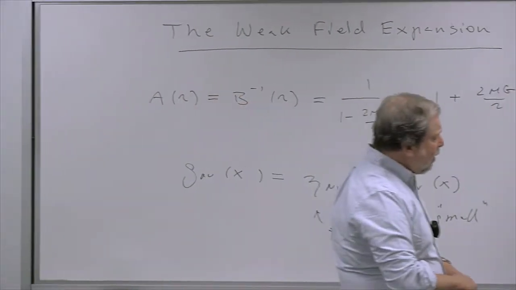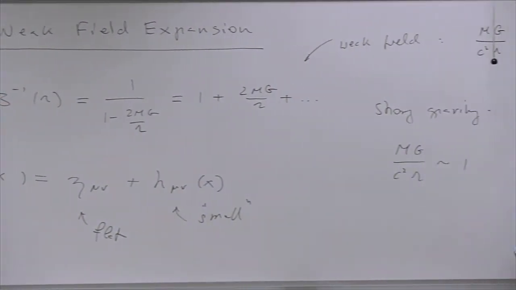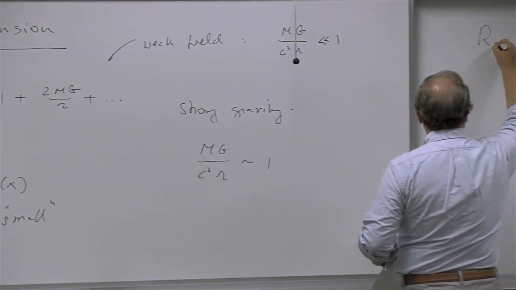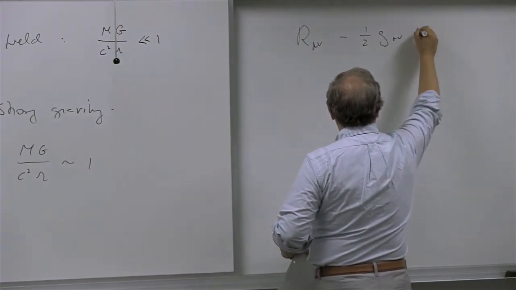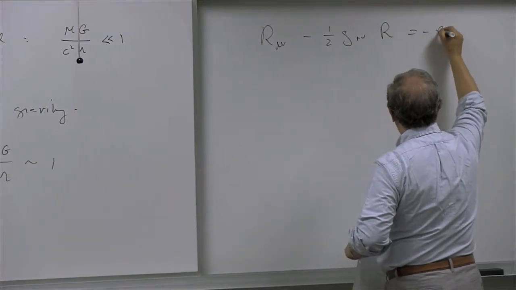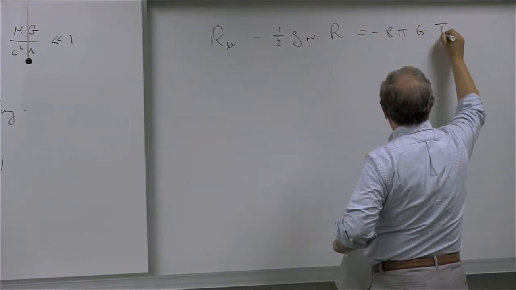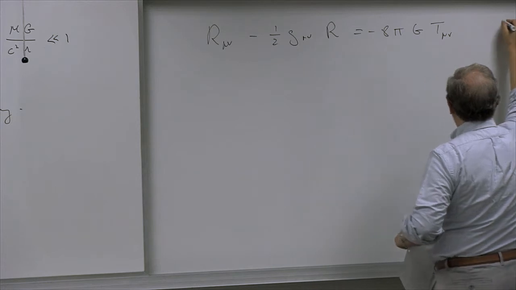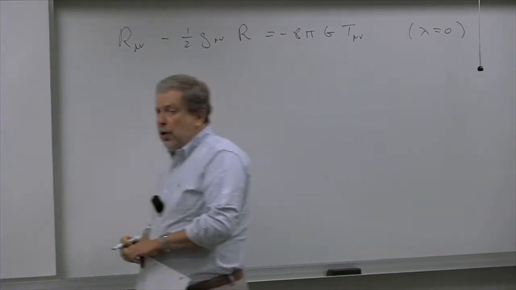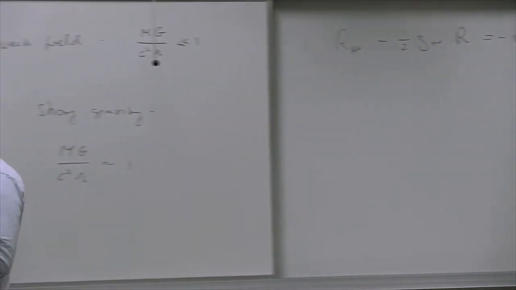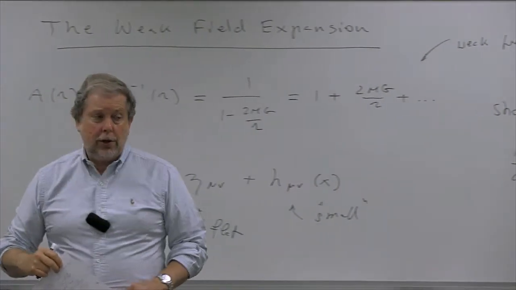So let's now look back at the field equations. We start out with the field equations, which is R mu nu minus a half g mu nu times R is equal to minus 8 pi G T mu nu. And for the time being, we will take the cosmological constant to be 0. It will simplify things a little bit, and we can always go back and add that at a later stage.